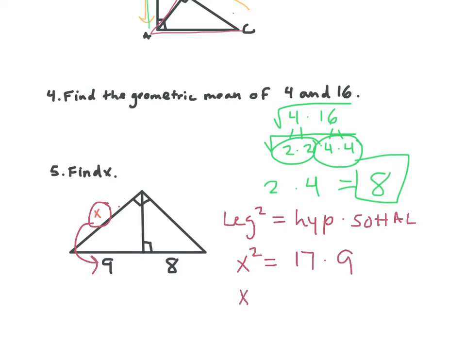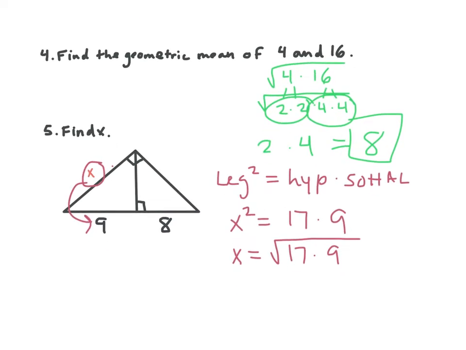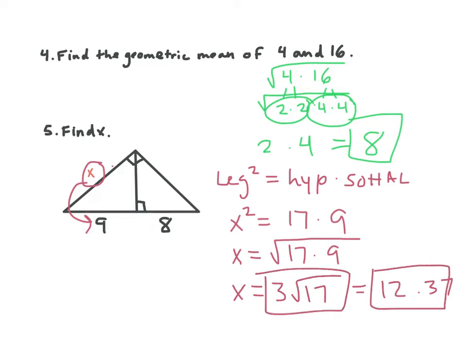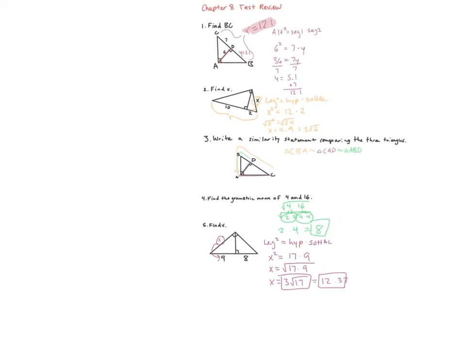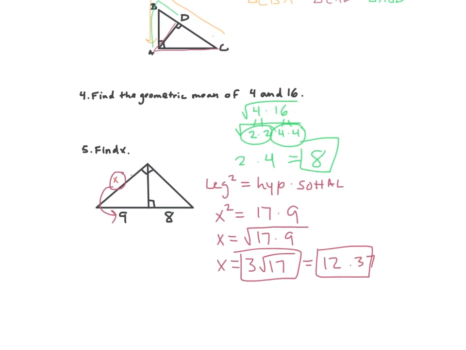So now we have x is equal to the square root of 17 times 9. You can simplify this as a decimal, or it would simplify to 3 square root 17. Did anyone find the decimal of this? 12.37. So either answer would work here. Any questions on this page? Alexis. For number 4.